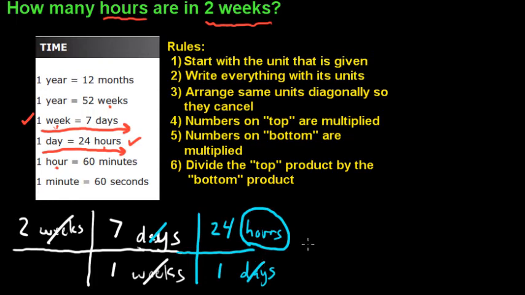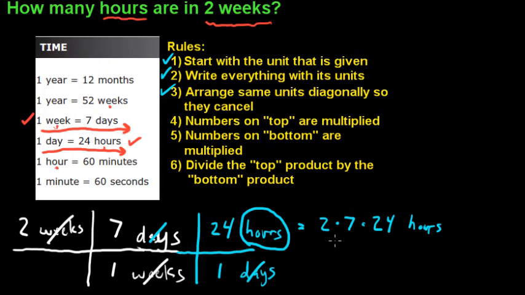All right. So now we've done step 1, step 2, step 3. We're at step 4 and 5 now. The numbers on top are multiplied, and the numbers on bottom are multiplied. Okay. So the numbers on top: 2 times 7 times 24. Okay. So this equals 2 times 7 times 24, and the units are hours. You got to get in the habit of writing that. Okay. All right, hours.